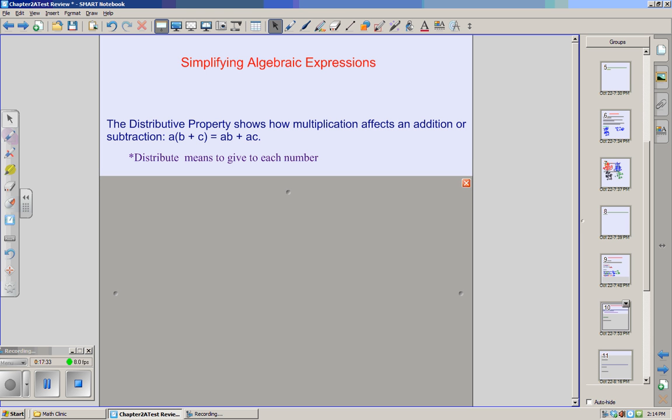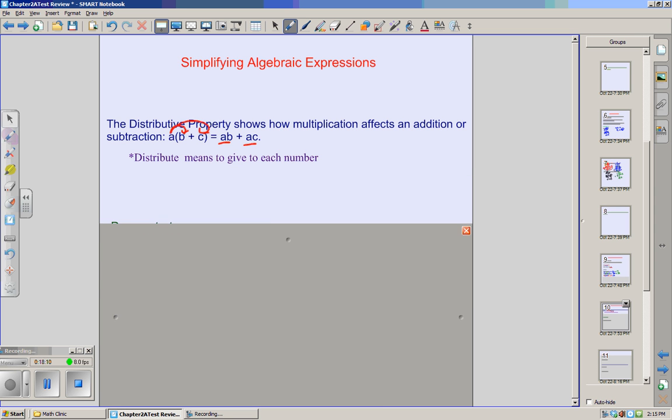The next way to simplify is what we call the distributive property. The distributive property, often in math, we signify it with arrows. It's when you have a number outside of a parenthesis and you have to distribute that number to everything in the parenthesis. For my example, I draw the arrow to b, that's a times b, that gives me ab, and then a times c gives me ac. Again, distribute means to give to each number. This may seem kind of abstract because we're using variables.